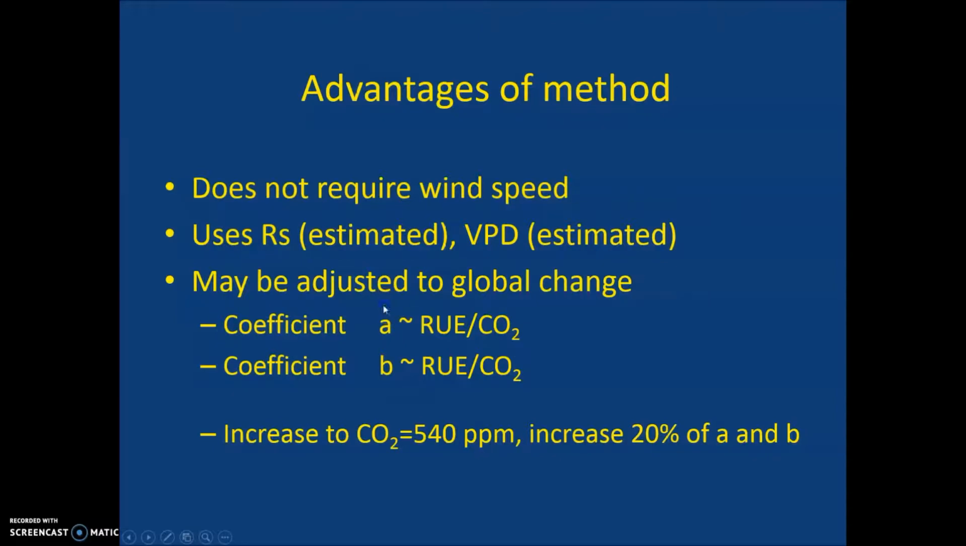The coefficients A and B are proportional to the ratio radiation use efficiency to CO2 concentration in the atmosphere. For instance, if we increase CO2 concentration to 540 ppm, we will have to increase A and B by 20%. In other words, canopy resistance will increase.